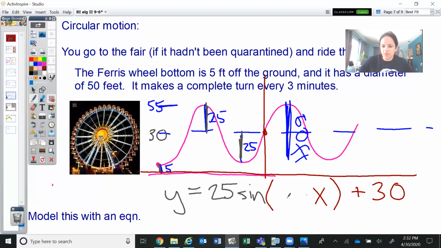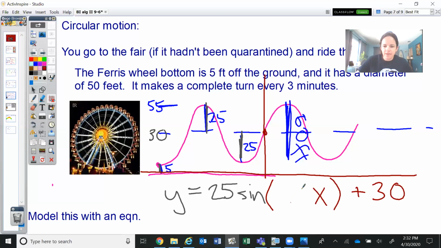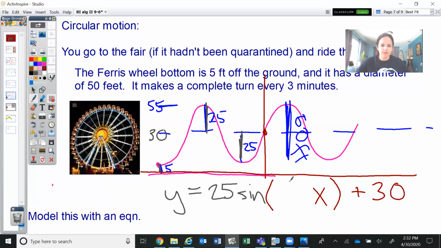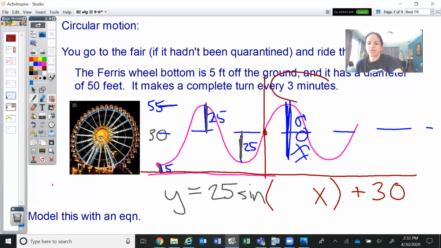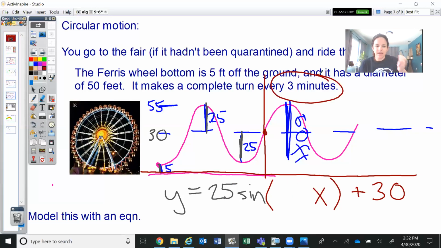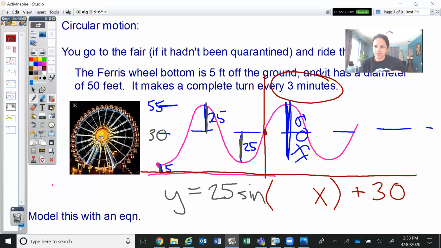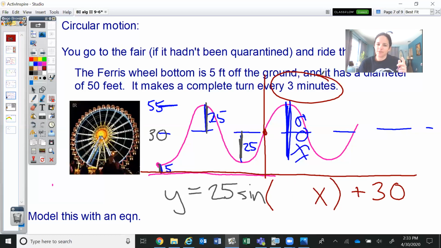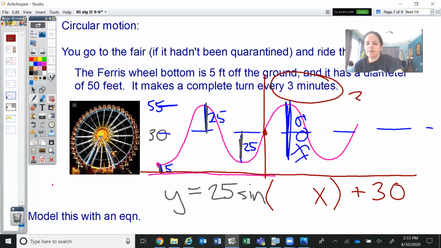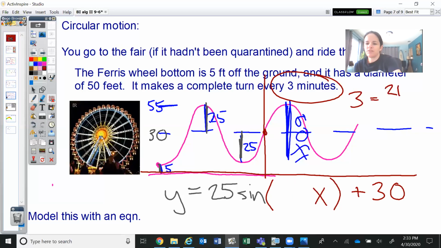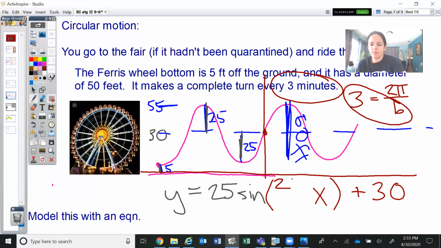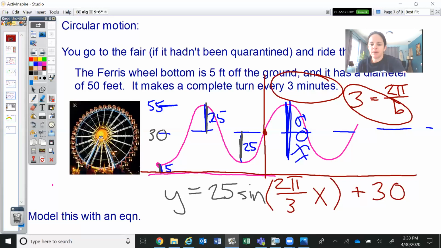So this would be my answer, except for I need the b value, and I can get that from the period. So if it makes a complete turn every 3 minutes, that would be the time per 1 cycle. So that's the period. It's not the frequency, right? And so if 3 minutes is the cycle, and that's 2 pi divided by b, then the flip-flop method tells us that b would be 2 pi divided by 3.